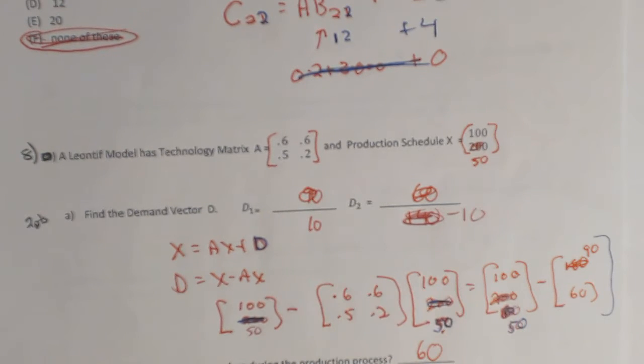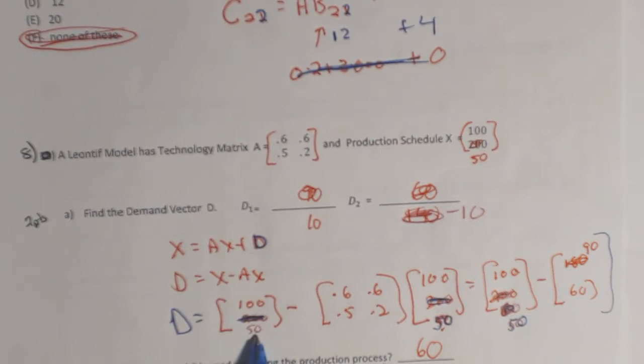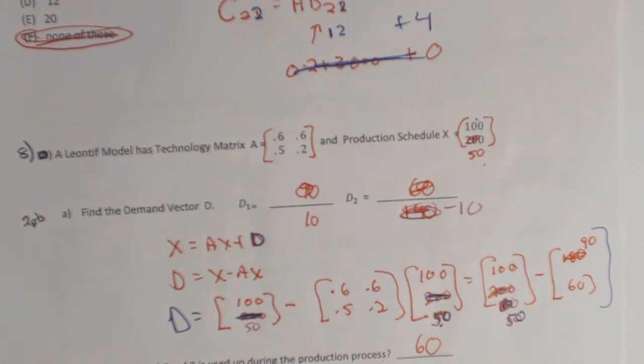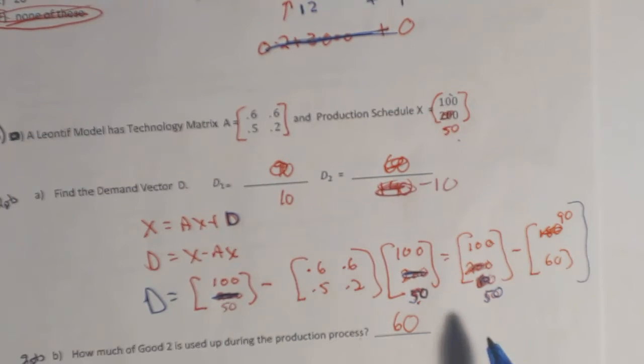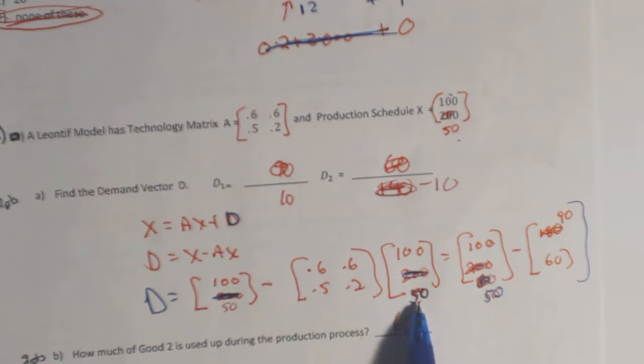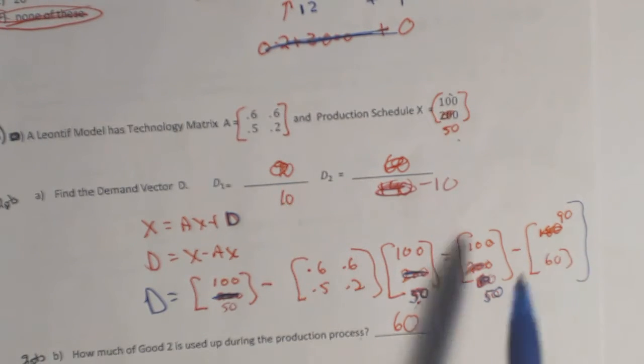So d is going to equal x, which got changed to 150, minus Ax. So I wrote down A and I wrote down x. Well, this is just, again, row by column motion. So this is 0.6 times 100 is 60. 0.6 times 0.5 is going to be 30. And so this is 60 plus 30 is this 90 I've got over here.